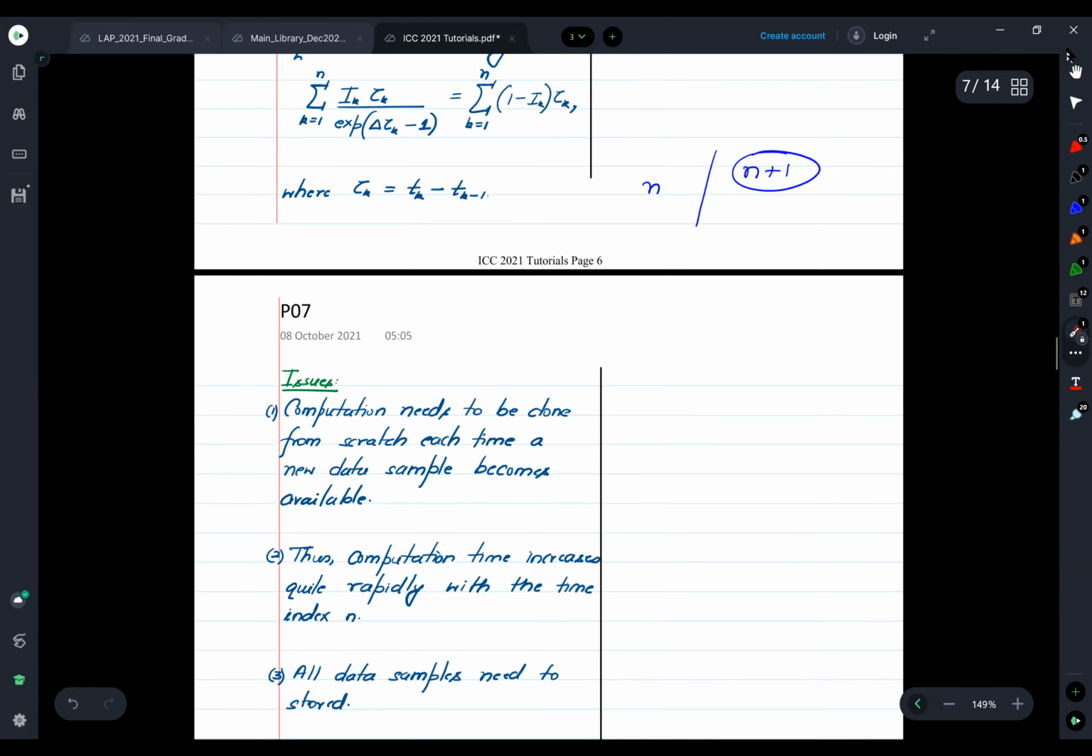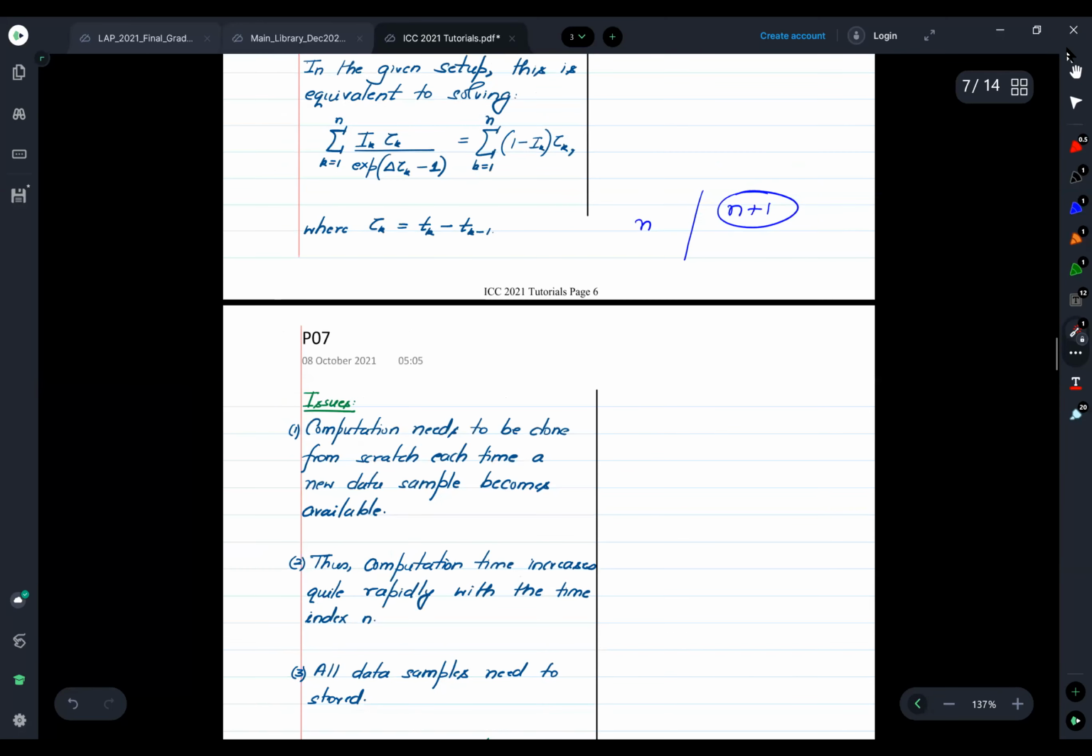Furthermore, you need to store all the values of these i_k values. So you need I1, I2, all the values until IN, right? And only then would you be able to solve this equation. Similarly, you also need to store all these t_k, t_(k-1) and so on, so that you have access to these tau_k's, and only then will you be able to solve this equation.